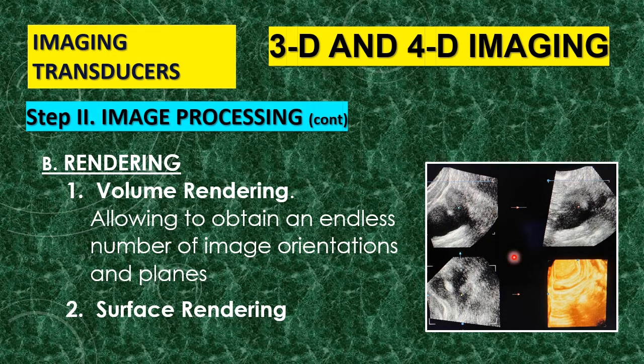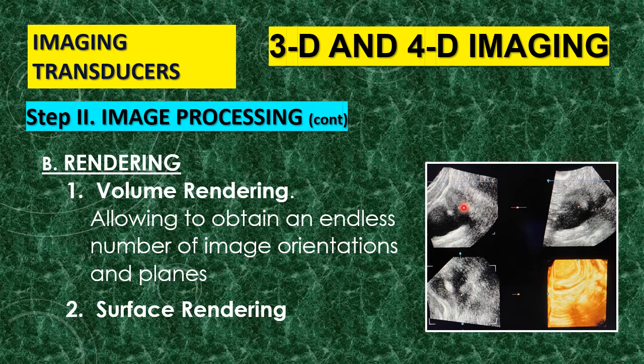Now we come to the next step in image processing, which is the rendering. What happened in rendering? This 3D volume that has been built inside the scan converter is rendered to be displayed. So here we have two ways of rendering. Volume rendering, sometimes called tissue rendering: you can get the 3D volume, and you can display it in different ways.